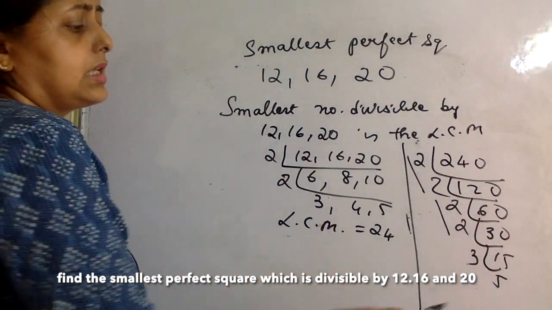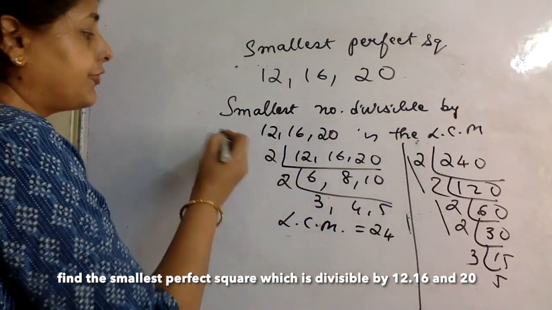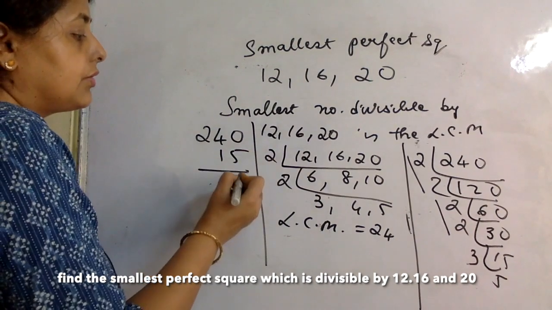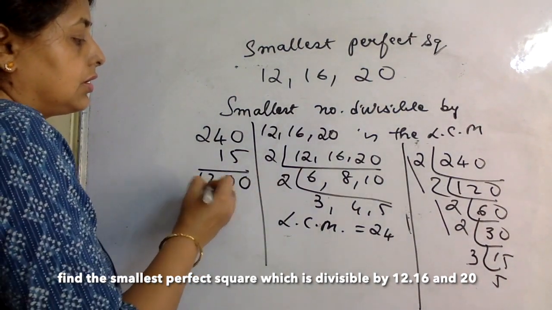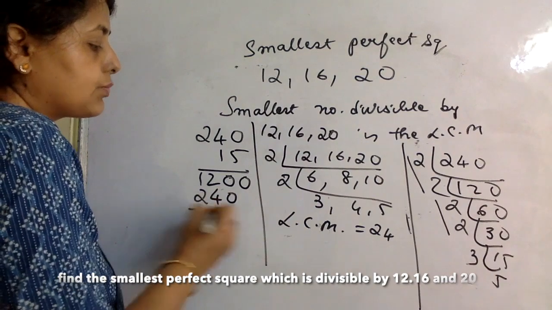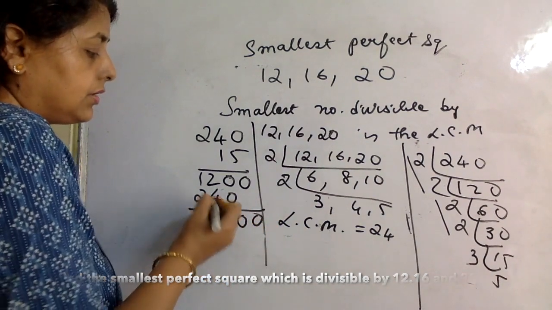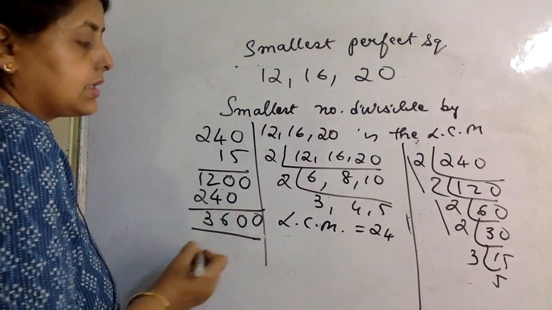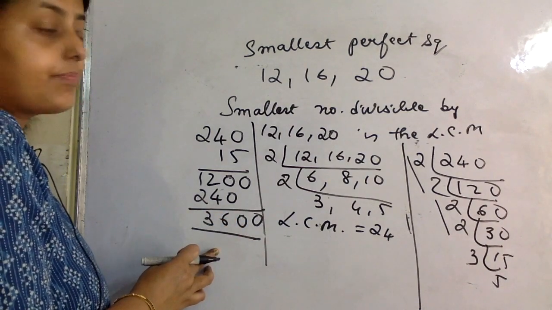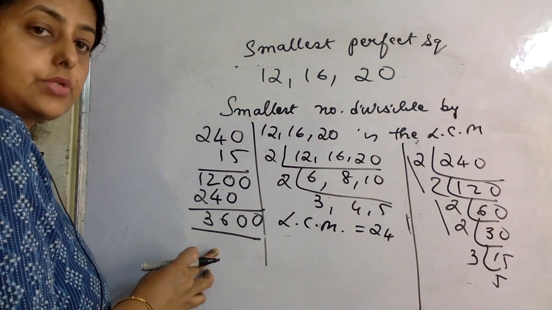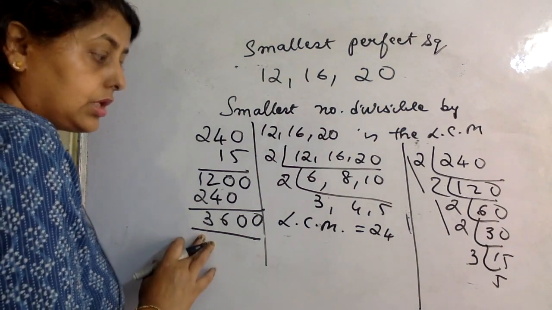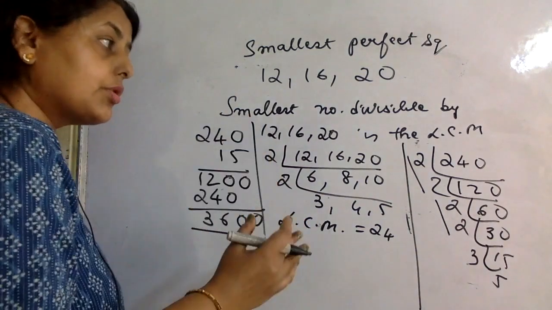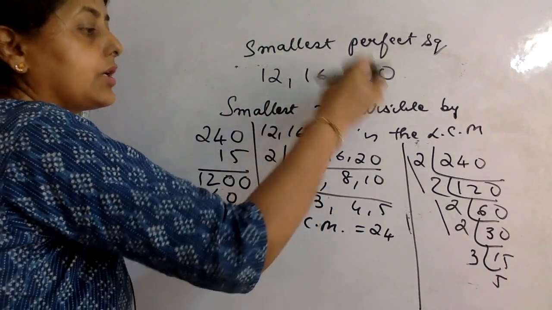So we have to multiply 240 with a further 15. If we multiply 240 with 15, we can get the smallest perfect square, 3600. So 3600 is that number which is a perfect square, and it is the smallest such number which is divisible by all these three.